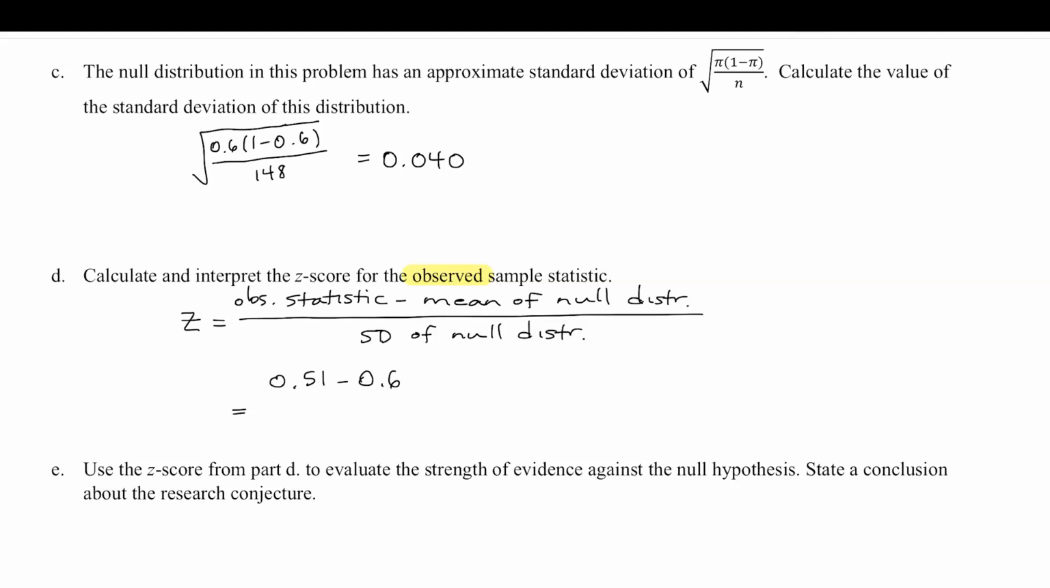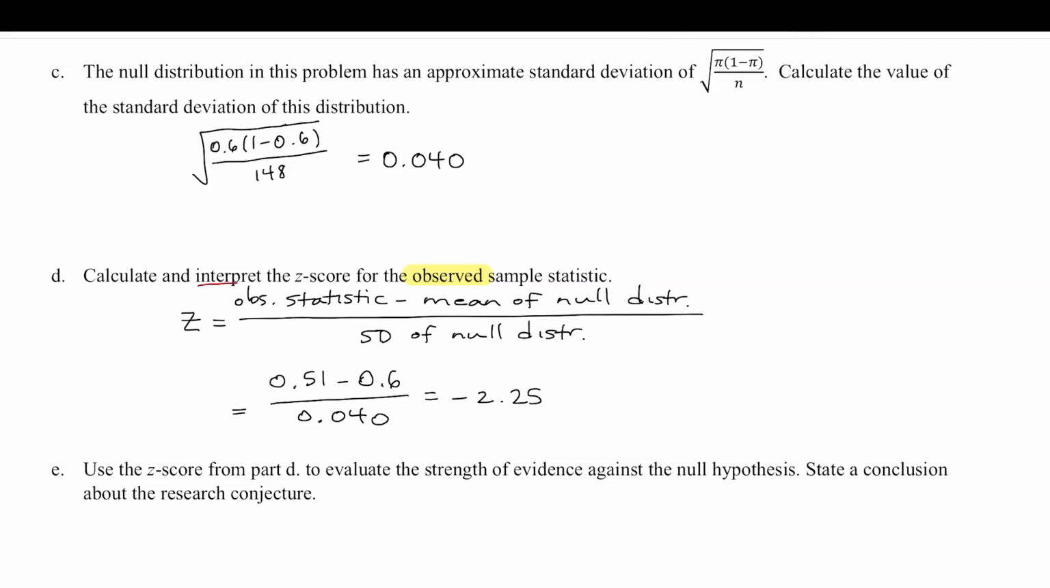The mean of the null distribution, how do we know? We didn't actually create a null distribution, but we know that the mean of the null distribution comes from the assumed value of pi in the null hypothesis, and then the standard deviation is what we just calculated in part C. Now again, if I were you, I would pause the video and try calculating that for yourself. Make sure that you can get the correct answer. It should come out to be negative 2.25.